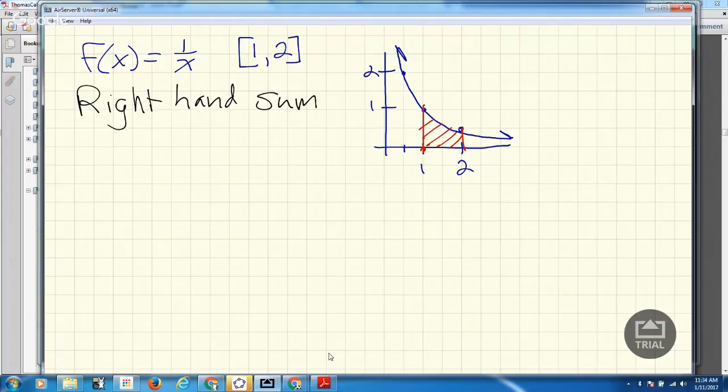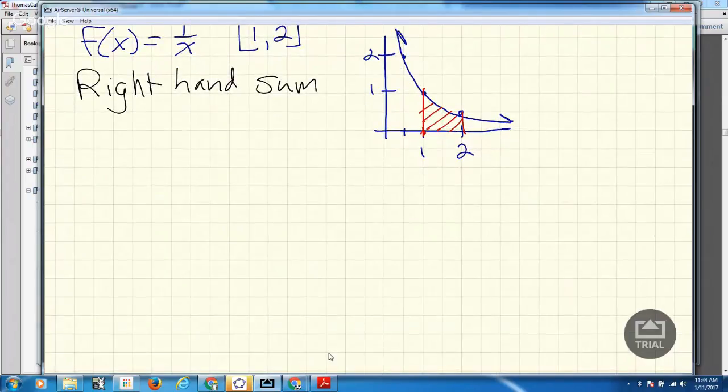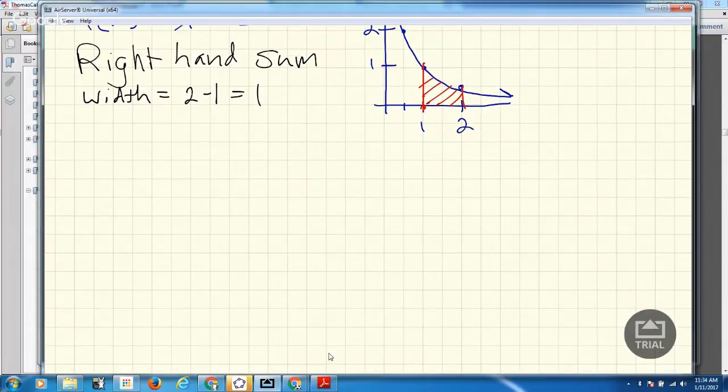So let's set up a right-hand sum on this. And the procedure is pretty similar. We can do a left-hand one in a minute too and see what happens. I need to first look at the width of the whole interval. The width here goes from 1 to 2, so that's 2 minus 1, so the width is 1. Then I have to decide how many intervals I want, and I'm going to go for n intervals. n could be 2, it could be 4, it could be 10 intervals.